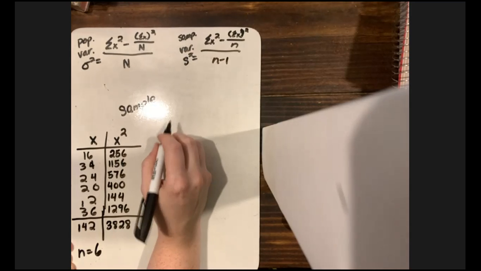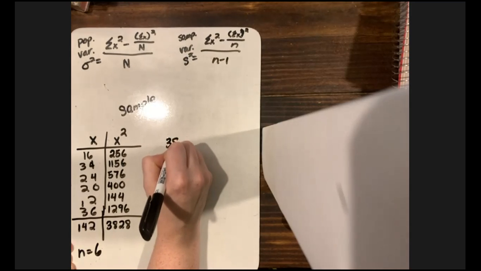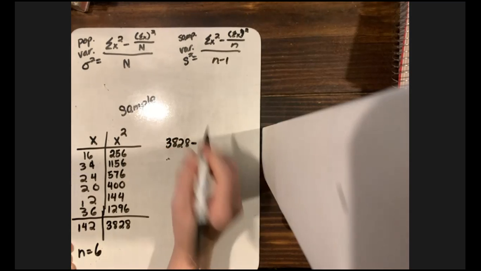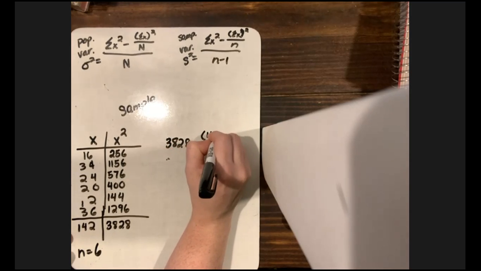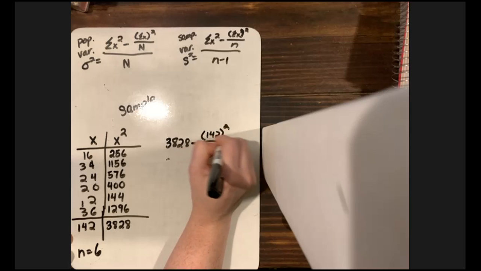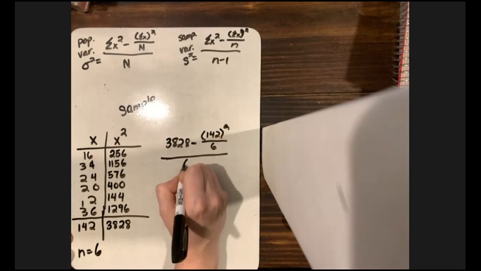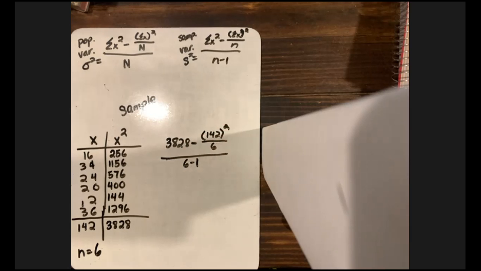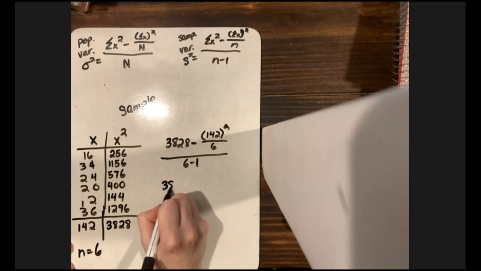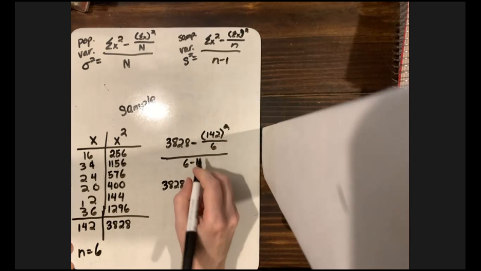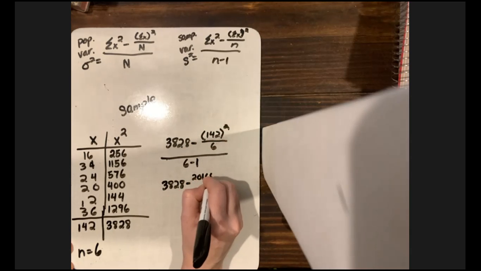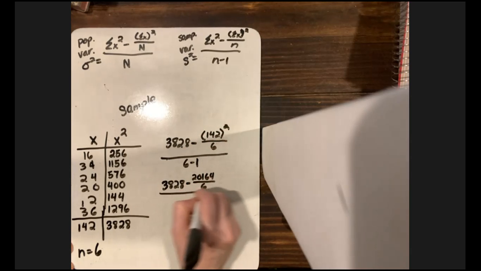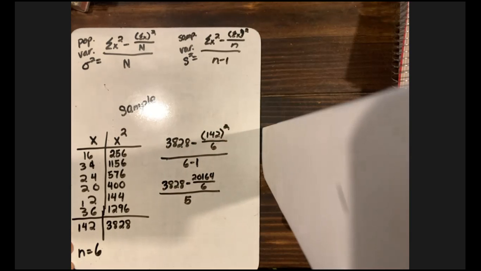So again, I'm going to work with this formula. It wants the total of the x squared, which is 3828, minus the total of just my x's, which is 142, squared over 6, minus 1. Okay. So doing just a little bit here, I've got 3828 minus, when I do 142 squared, I get 20,164 divided by 6. I am going to go ahead and make that over 5 down here. I'm going to do this division by 6.